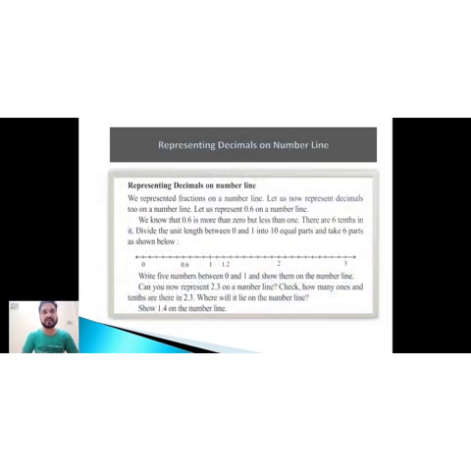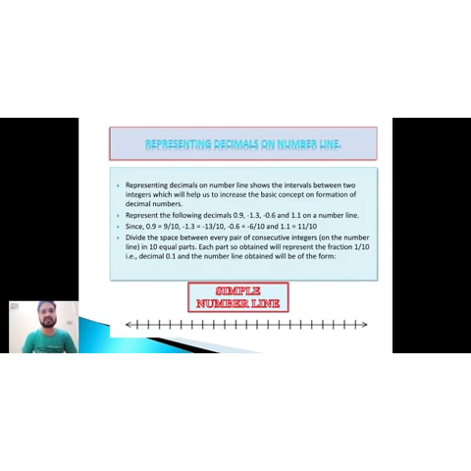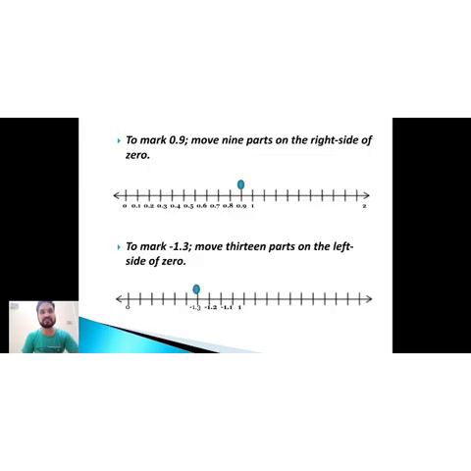Decimals on a number line. Now, this is an easy one. Number line means we have numbers between them. A number line is a line on which we have positive numbers, negative numbers, or a 0 at the center. So simply, if we have to mark a point 0.9, we have to divide the part between 0 and 1, and the total parts are 9.